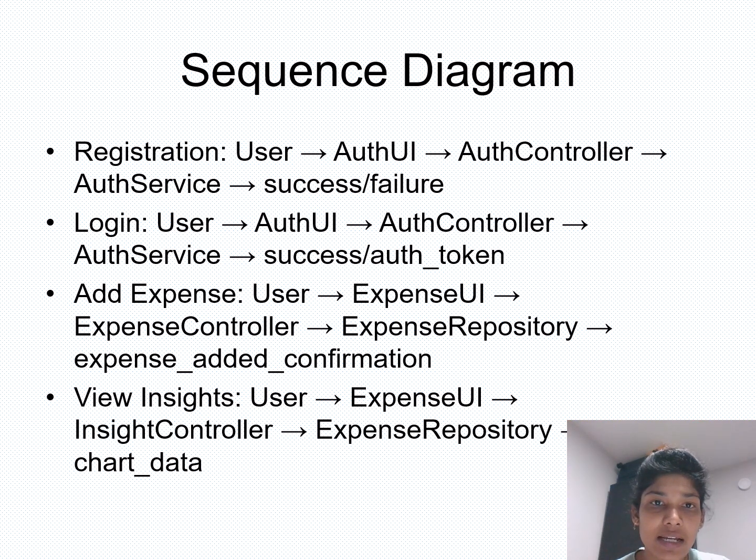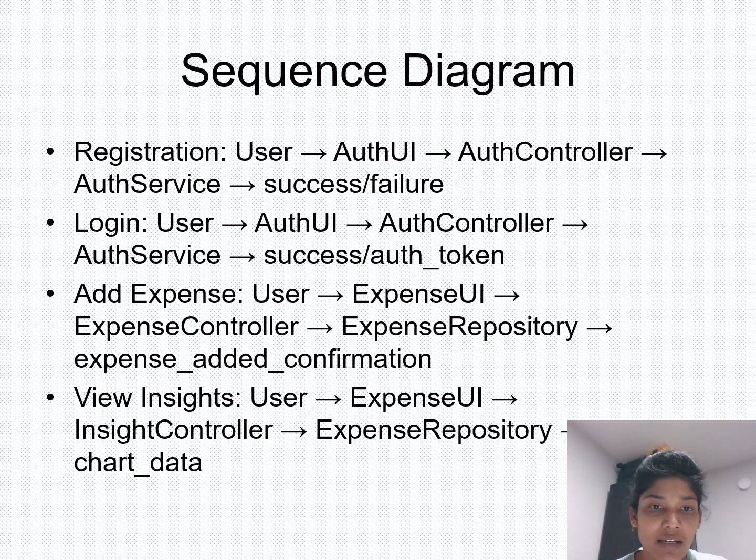This is the sequence diagram. Here is the list of sequence diagrams. This diagram outlines the flow of four key user actions: registering, logging in, adding an expense, and viewing insights. It shows how each request moves through the system. In register, it moves from user to authentication UI, authentication controller, to authentication service, to success or failure.